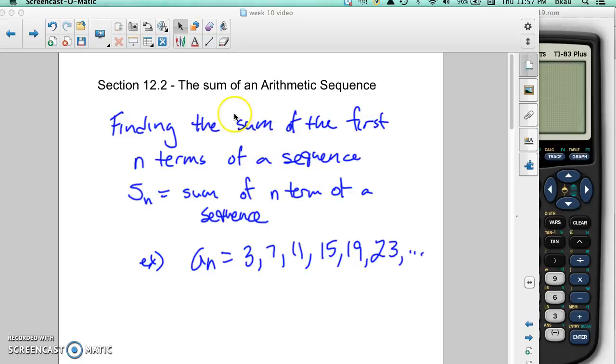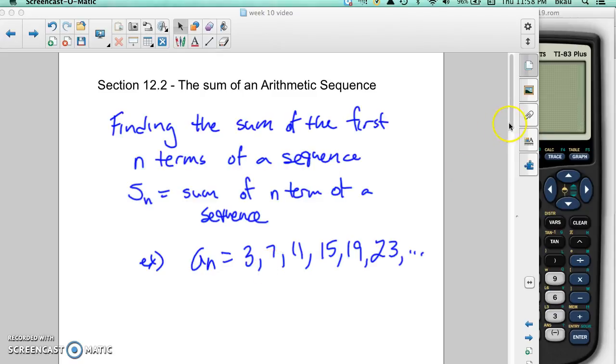Hello, and in this video we're going to continue in section 12.2, but we're going to be using arithmetic sequences, and we're going to be finding the sum of those sequences. When we find the sum of the first n terms of a sequence, it's written S sub n. That's the sum of the n terms of the sequence.